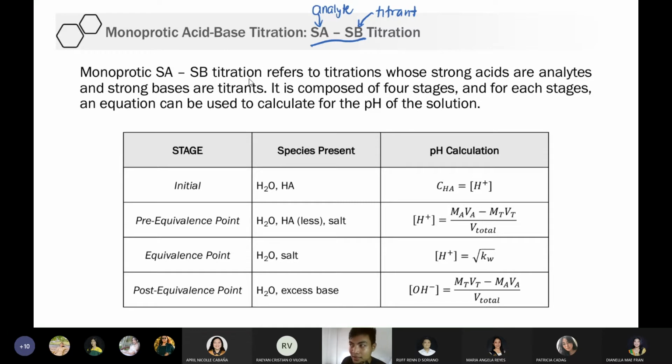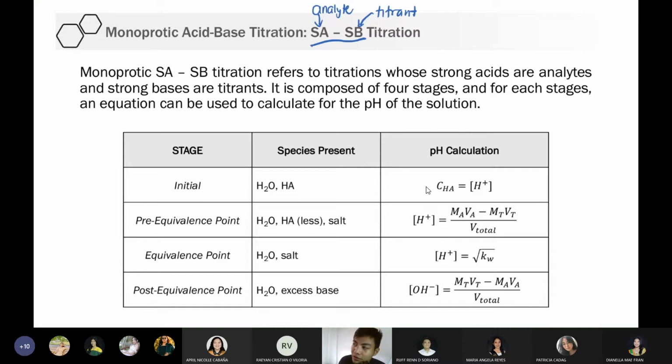So we say that monoprotic SASB titration refers to titration whose strong acids are analytes. SA ang analyte. And the titrants ay yung strong bases. Okay? And the titration process is composed of 4 stages. And for each stage, you have a corresponding equation to be used to calculate the pH of the solution. So kada stage ng titration may equation to get the pH. In titration processes, commonly may 4 na stages. We have the initial, the pre-equivalence, the equivalence, and the post-equivalence point.